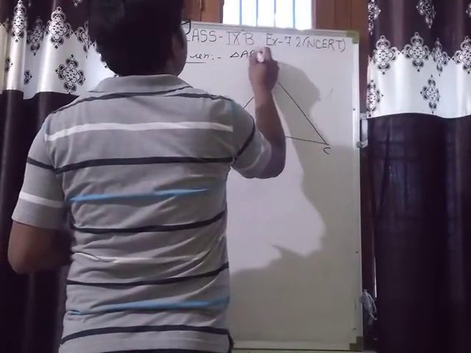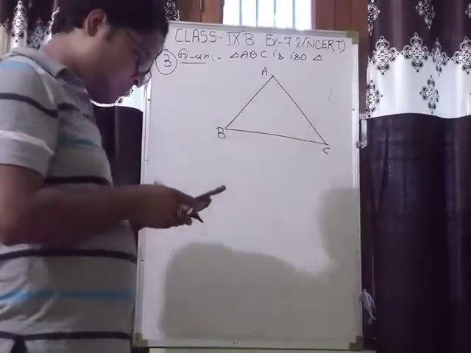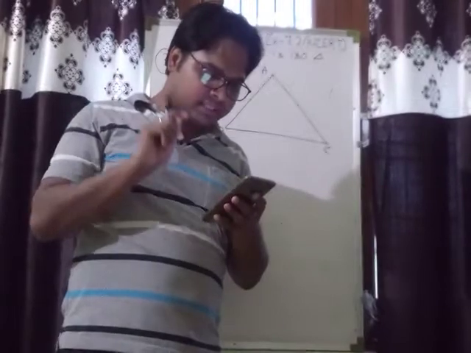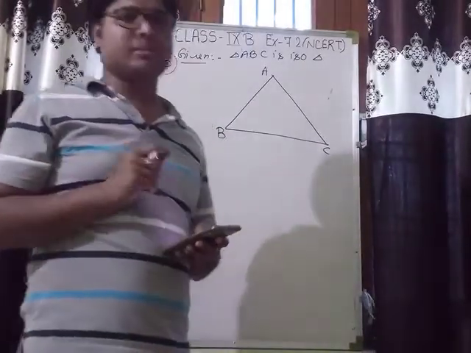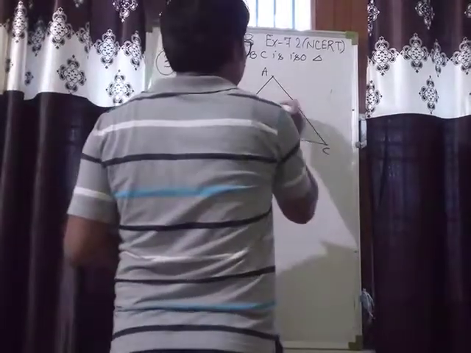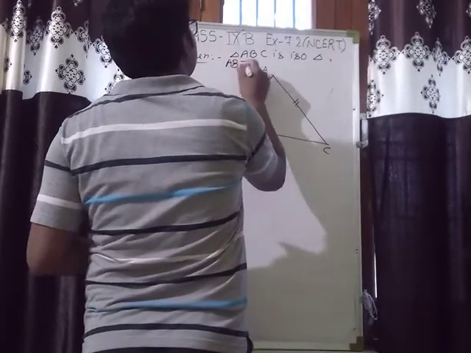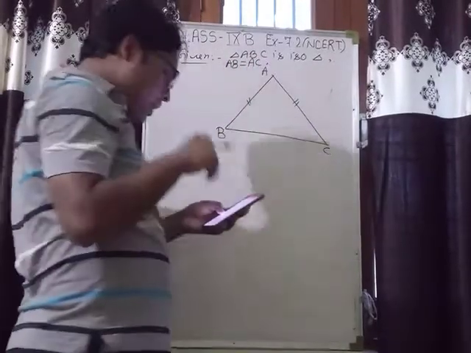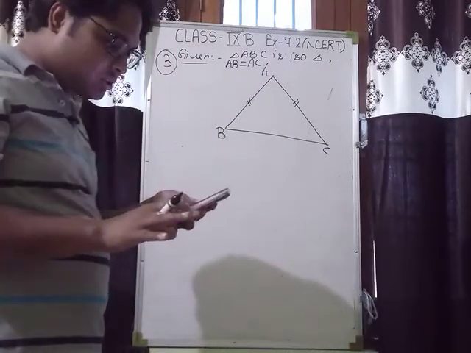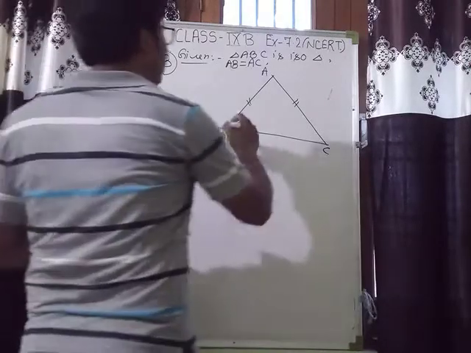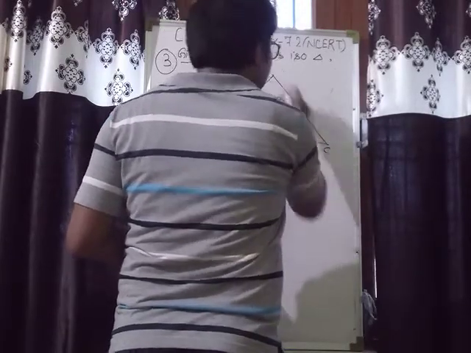Triangle ABC is an isosceles triangle in which altitudes BE and CF are drawn to the equal sides AC and AB. This clearly means AB and AC are equal sides. It is given that BE and CF are altitudes on AC and AB. BE is the altitude on AC.